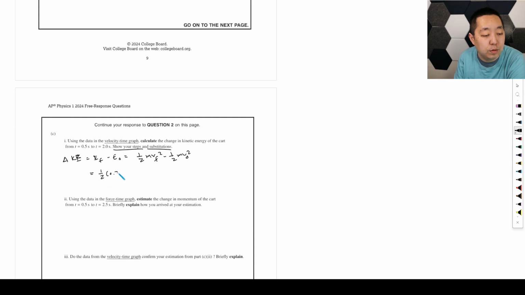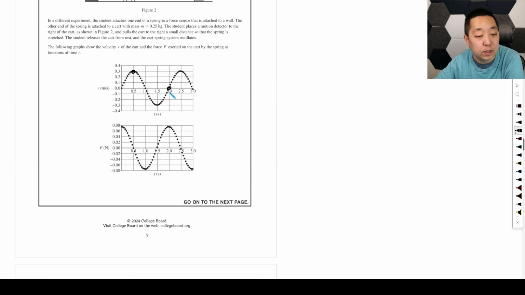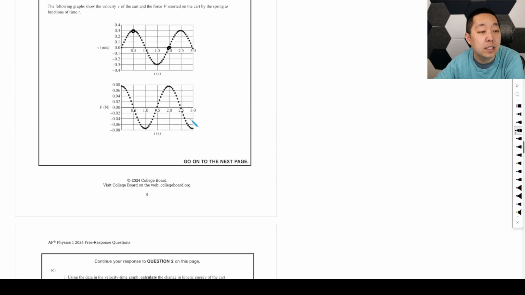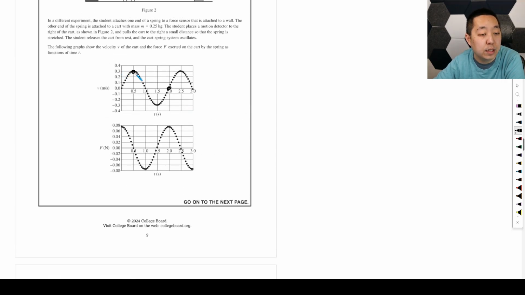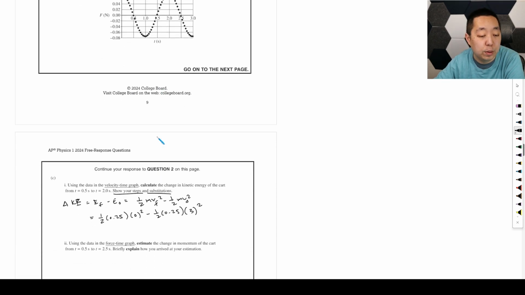So this is 1/2 times 0.25. Now the final velocity, at the end of the motion at 2 seconds, the y value is 0 here, right? So it's just 0 squared minus 1/2 times 0.25. And then what is the initial velocity? The initial velocity is the y value at 0.5 seconds, which is 0.3, so that's 0.3 squared. So the first term is 0, and it's going to be negative 0.5 times 0.25 times 0.3 squared. And that's going to be negative 0.01125 joules.